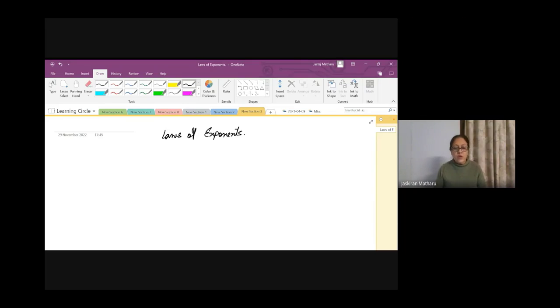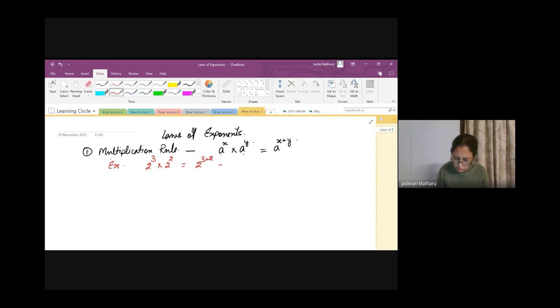So let us study the laws of exponents. First law, multiplication rule. The rule goes like this. If two numbers are multiplied, which have the same base, so base of this number is a and this number is a, and the powers are different, then the powers get added up. Example, 2 raised to the power 3 into 2 raised to the power 2 will become 2 raised to the power 3 plus 2, which is 2 raised to the power 5, which is equal to 32.